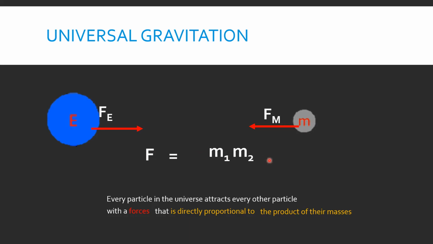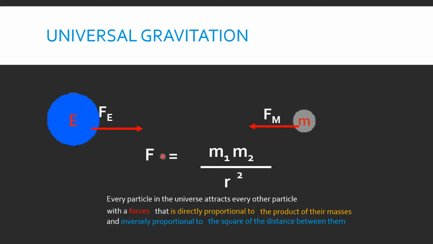And another one, he also said that every particle in the universe attracts every other particle with a force that is directly proportional to the product of their masses and inversely proportional to what? To the square of the distance between them. Okay, so that is the value of the force based on the universal gravitational force.